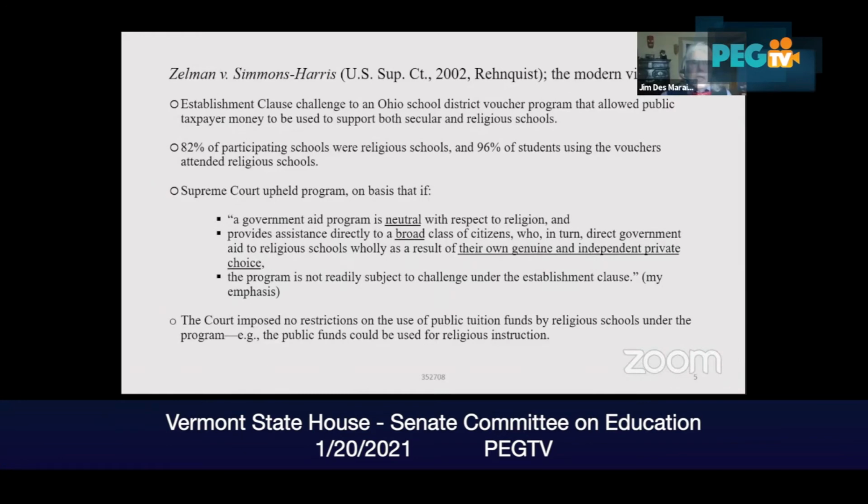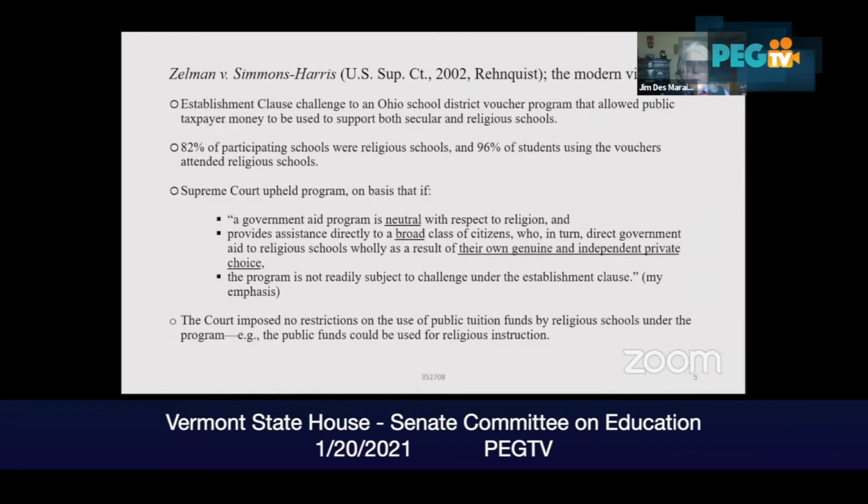82% of the participating schools were religious schools, and 96% of students using the vouchers attended religious schools. The Supreme Court upheld the program against a challenge based on the Establishment Clause on the basis that if a government aid program is neutral with respect to religion, and this was neutral because it was for both secular and religious schools, provides assistance directly to a broad class of citizens who in turn direct government aid to religious schools wholly as a result of their own genuine and independent private choice, then the program is not readily subject to challenge under the Establishment Clause.